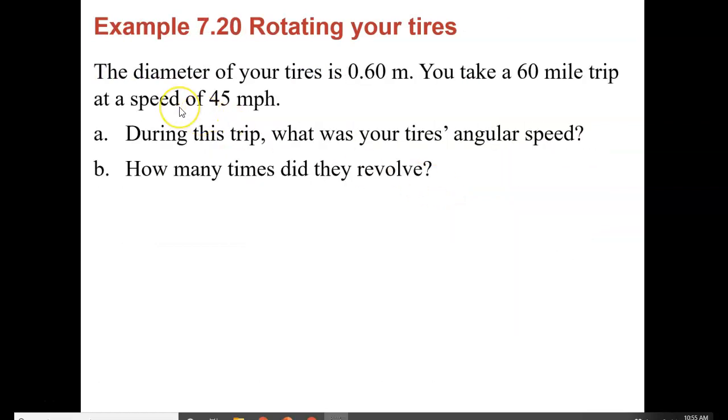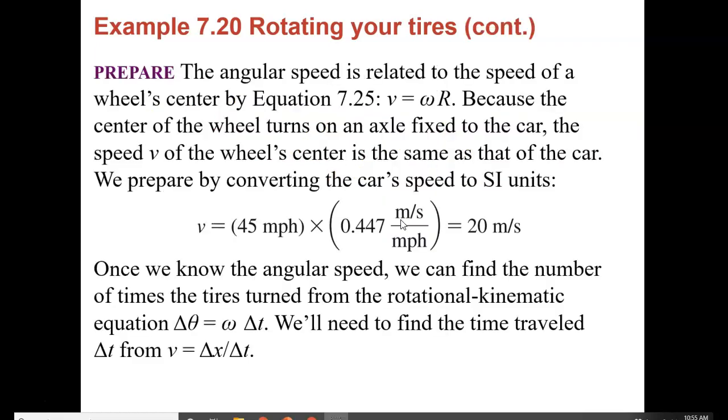Okay, so we're going to do this. The diameter of your tire is 60 centimeters. You take a 60-mile trip at a speed of 45 miles per hour. What's your tire's average angular speed, and how many times did it revolve? Angular speed is related to the speed of the wheel's center, because the wheel turns on the axle fixed to the car. The speed of the wheel center is the same as that of the car. So we convert it to meters per second.